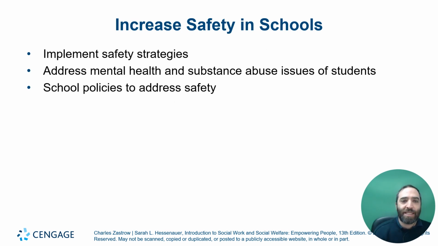An increase in safety in schools, right? So there are policies that have been shown to create more safe schools, and so those can be implemented. You can address mental health and substance abuse issues of students. The idea being that violent students have mental health issues or substance abuse issues. And then what kind of school policies are in place that are either allowing or discouraging school violence? Let's kind of zero in on those.